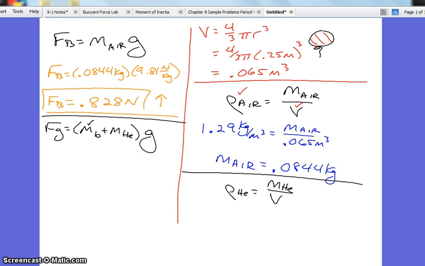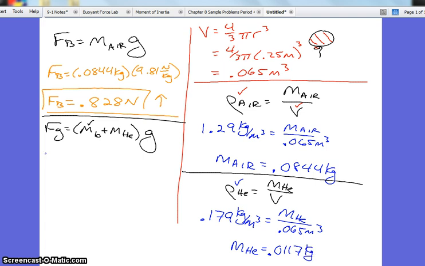So we have the density of helium as 0.179 kilograms per cubic meter. We're getting the mass of the helium, and we know the volume. The volume of this much helium is 0.065 cubic meters as well. So we get the mass of that helium, which is 0.0117 kilograms. Notice it's almost the same as the mass of the balloon itself, so it's not negligible. The balloon is 0.015 kilograms. Helium is 0.0117. So it's not something we can just ignore.